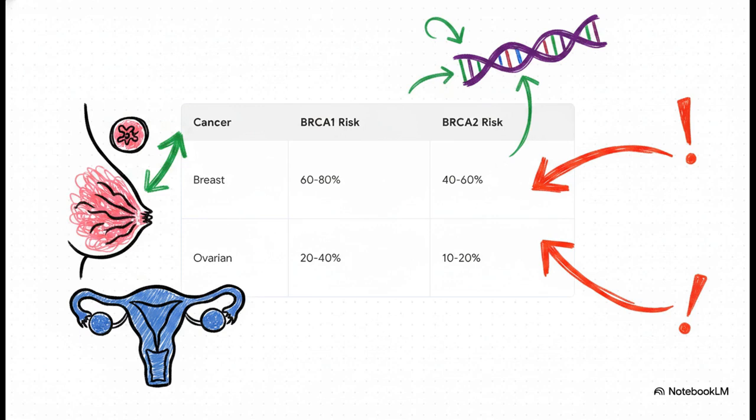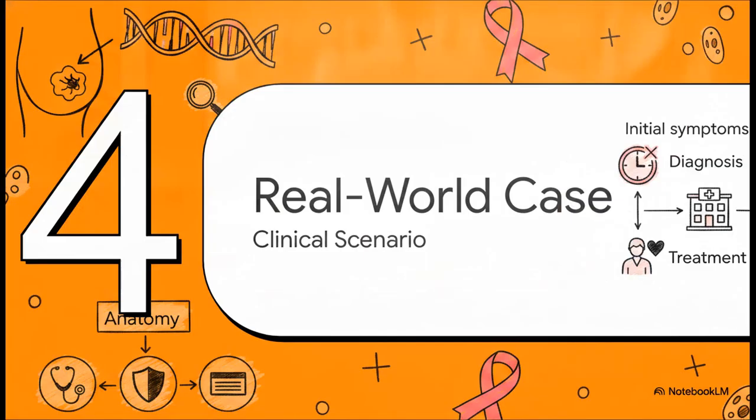Plus, BRCA1 also heavily predisposes a patient to ovarian cancer at a 20 to 40% risk, which is significantly higher than what we see with the BRCA2 variant. Identifying this gene completely changes the entire timeline and strategy of a patient's care. Let's see how this all connects in Section 4, a real-world clinical case.